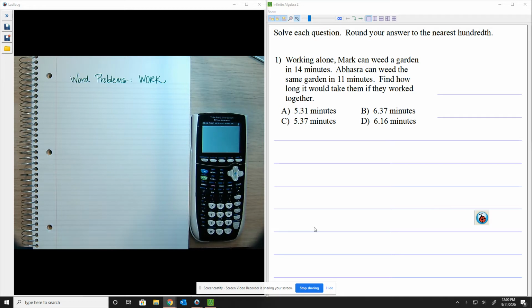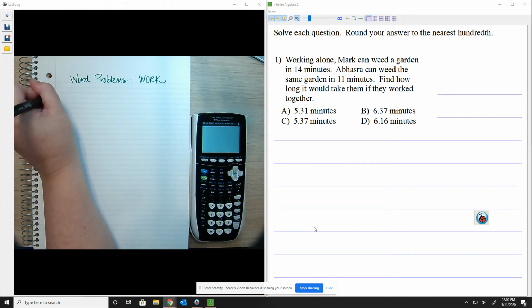It says working alone, Mark can weed a garden in 14 minutes. I do not know how to pronounce that other person's name. We'll say Ab can weed the same garden in 11 minutes. Find how long it would take them if they worked together.